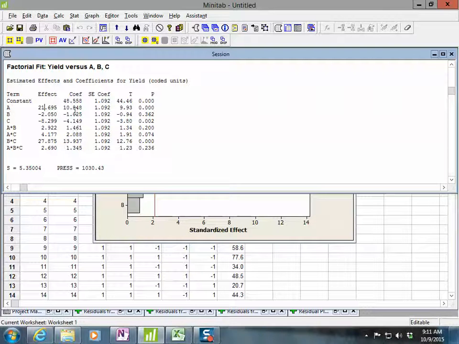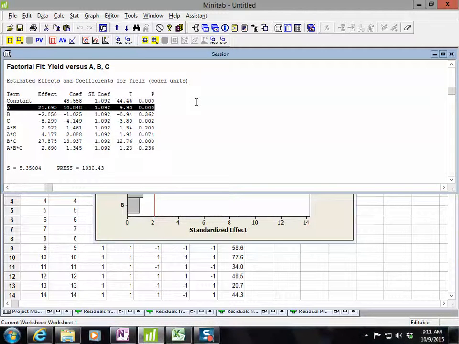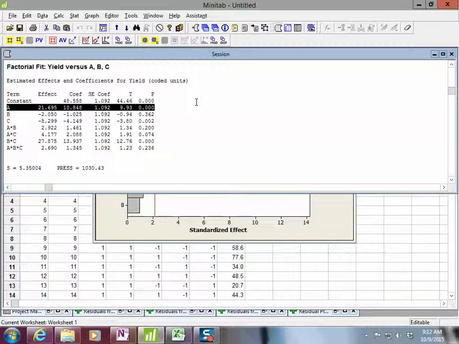Coefficients we'll talk about later in the class. These are the t-values, and here are the p-values associated with each hypothesis test. So we have a hypothesis test: the mean of this effect for factor A, which is temperature, is 0 versus it's not 0. The t statistic is almost 10, so the p-value is essentially 0. We reject the null hypothesis.